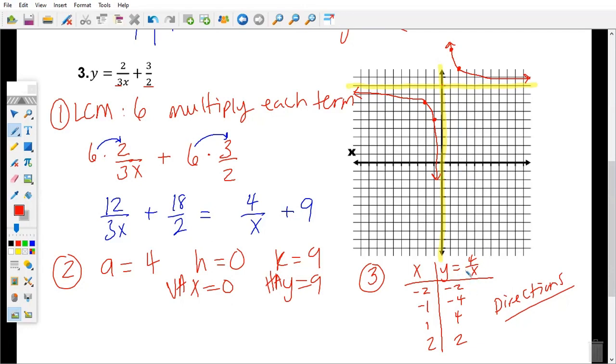Because this would be if I was at the origin. So instead of me having to plug in each one of these points and then adding 9, I can just count from here instead of having to do the adding of the 9.